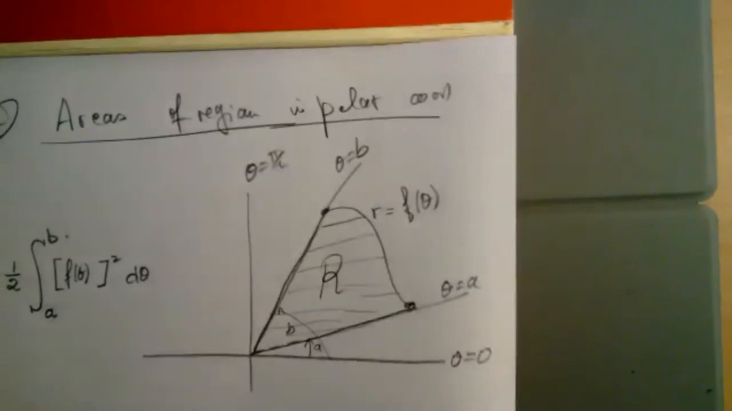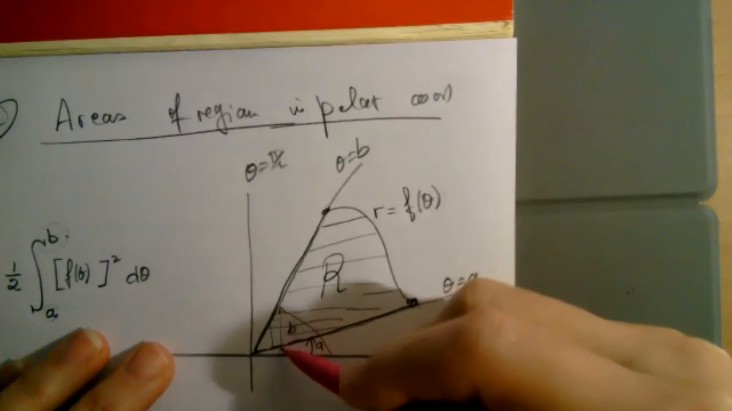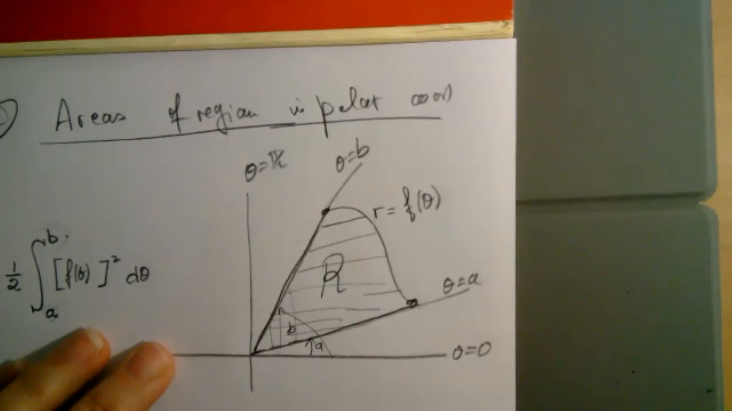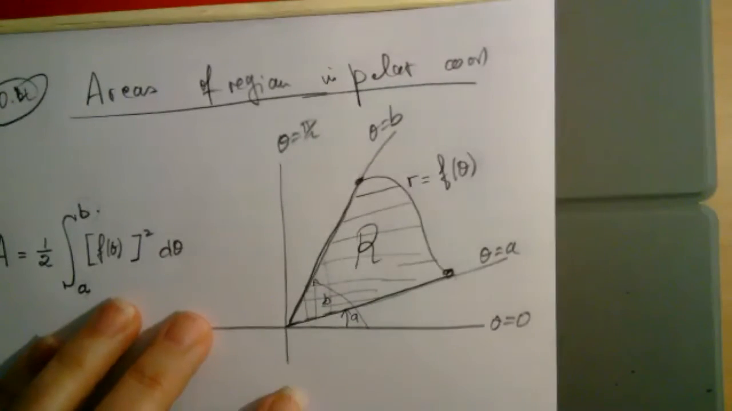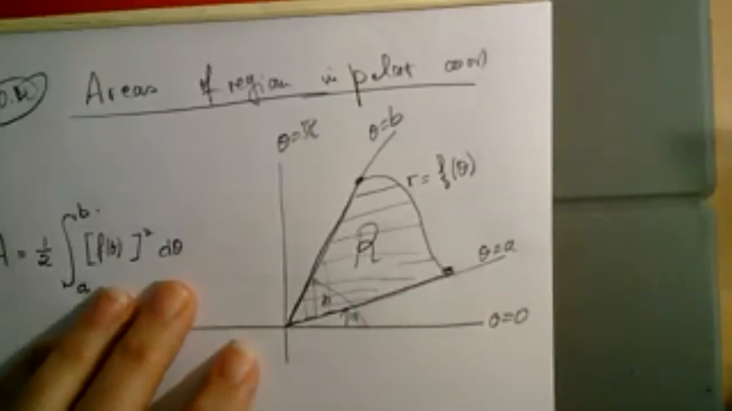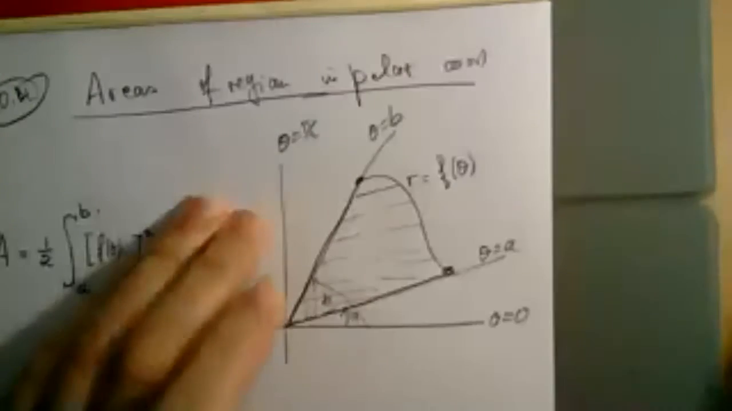Now, if we have a piece like this, covering it by a rectangle will not work because I don't have the height. It's actually a very difficult problem. So what is the idea of basically how to find the area of this region? And the idea is the following.